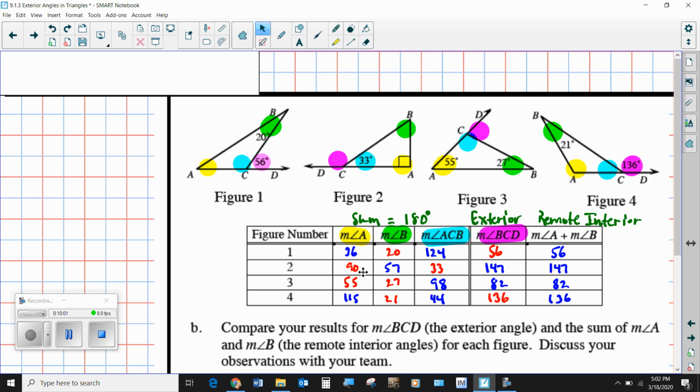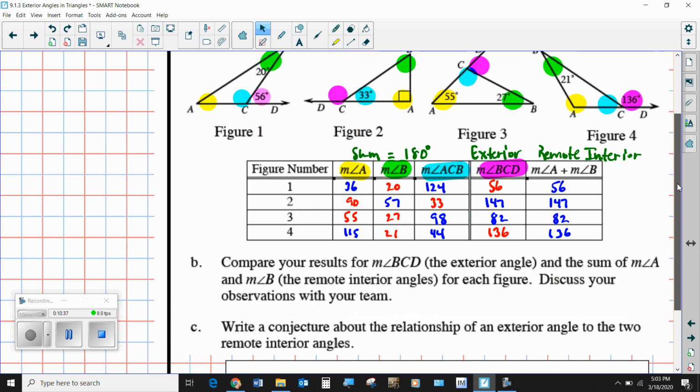Everything that was given, I wrote in red. Everything that I figured out by using a little bit of algebraic reasoning along with supplementary angle theorem and triangle sum theorem, I wrote in blue. Now, what are you noticing about these two columns here? Are you noticing that the sum of the two remote interior angles is always equal to the measure of the exterior angle? Happened in every single one of those figures.